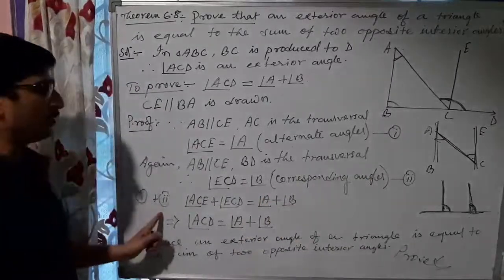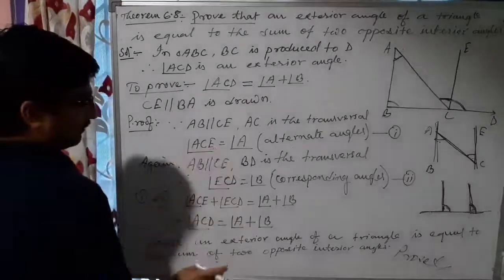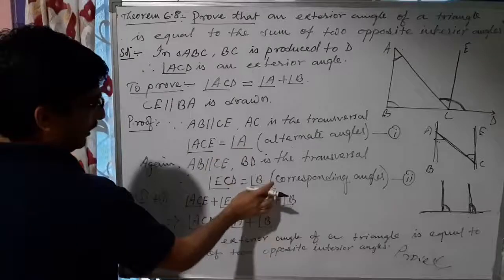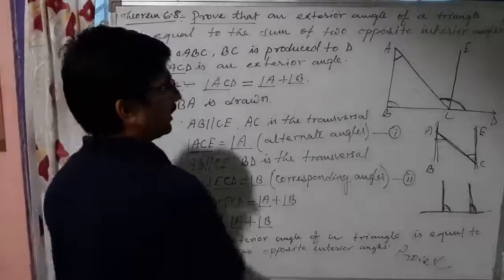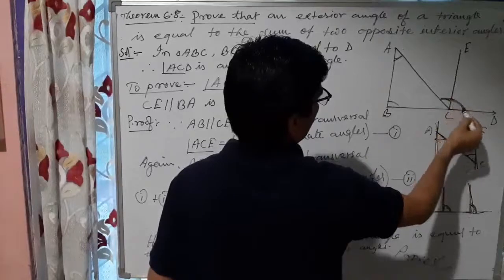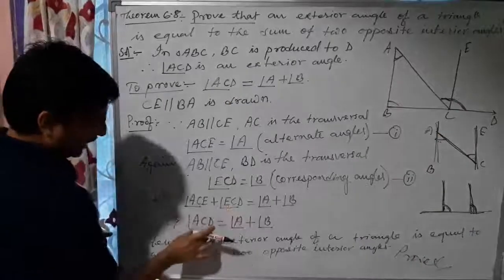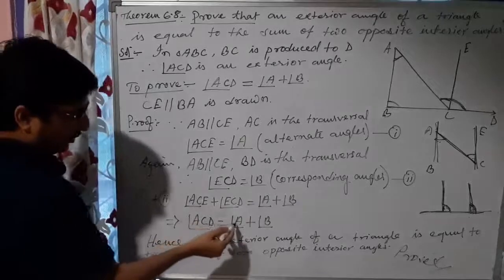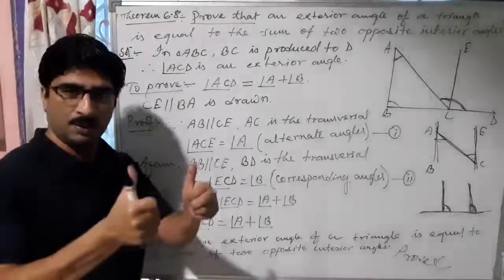Now adding 1 and 2, what will you get? Just add left to left and right to right. So ACE plus ECD equals angle A plus angle B. Now ACE plus ECD, from the figure you check, ACE is this angle and ECD is this angle. When you add both the angles, it becomes ACD. So angle ACD equals angle A plus angle B. That means the exterior angle is equal to the sum of the two opposite interior angles. Hence the theorem is proved.